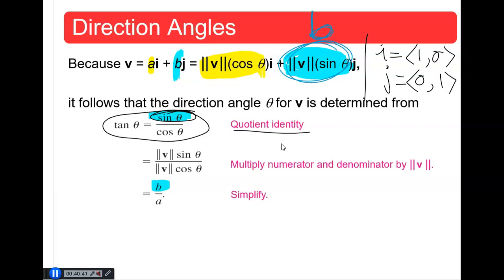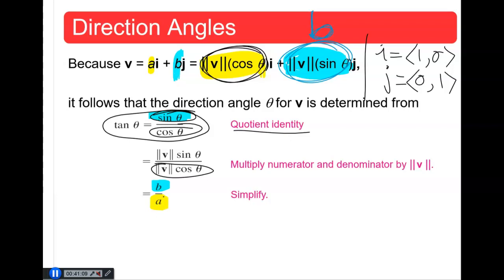And so for tangent, the quotient identity, we have sine of theta on top and then cosine theta on the bottom. So that's why B goes on top. And then here, for the horizontal component, that will be cosine, or if we have not a unit vector and we have to use a magnitude, that is represented by A. And so that's how we will find it.